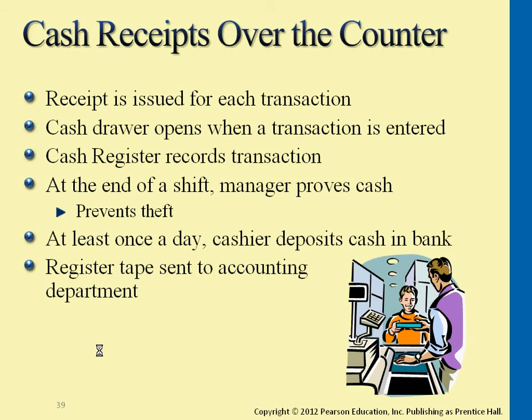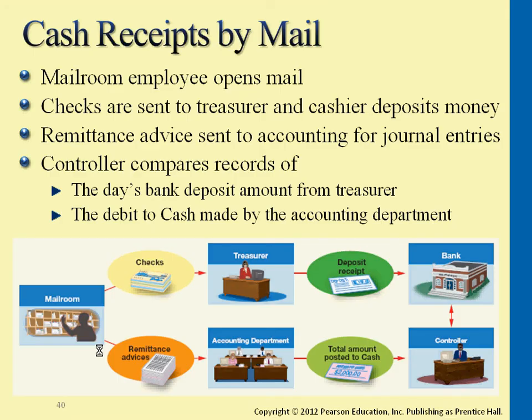At least once a day, the cashier should deposit cash into the bank. That means that when the cashier gets too much cash, they should give the cash to someone, or drop it in a safe. And then at the end of the day, the register tape should be sent to the accounting department to support the day's transactions. Those are some examples of internal controls for cash receipts over the counter.